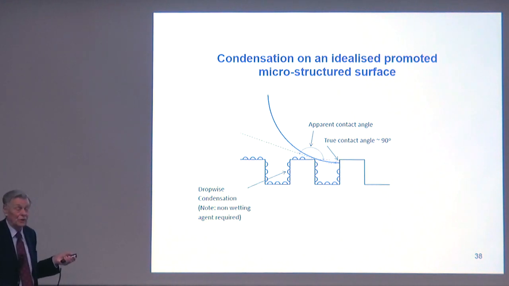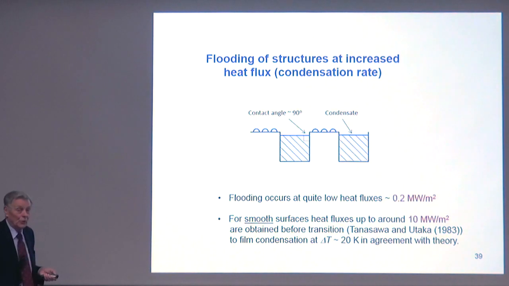However, reading carefully, they also need a promoter, which they didn't call a promoter, they called it a functionalizing agent or something, which baffled me. But you need a non-wetting agent, just in the same way as for a smooth surface. Now, unfortunately, what happens as you increase the condensation rate, the regime switches to this.